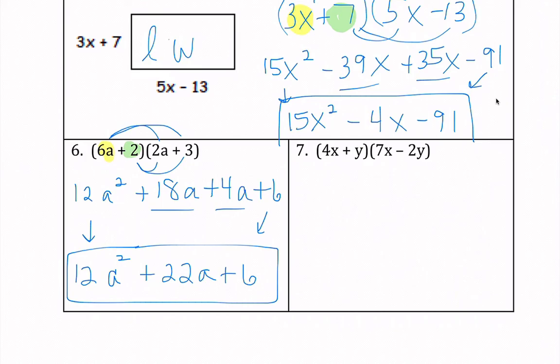Okay, this one gets a little bit tougher because we have two variables now. So I'm going to start with my 4x and I'm going to multiply by 7x. Well, 4x times 7x is a 28x squared, x times x. Next, I take that 4x and I'm going to multiply by negative 2y. Well, 4 times negative 2 is a negative 8. X times y is just xy.